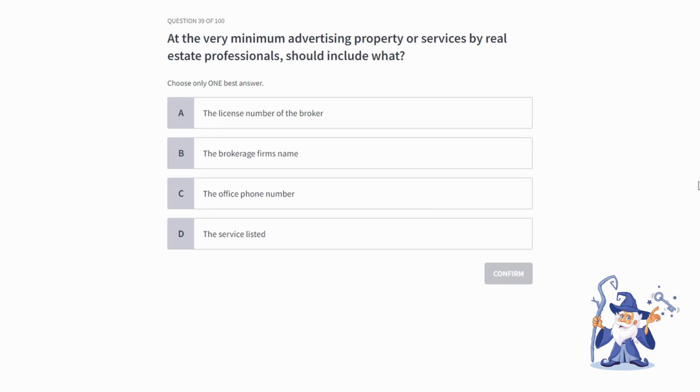Okay, 39. At the very minimum, advertising property or services by real estate professionals should include what? Interesting. So there's four options. A, the license number of the broker. B, the brokerage firm's name. C, the office phone number. And D, the service listed. So I'm going to give you guys an opportunity to think that one over and come with your answer.